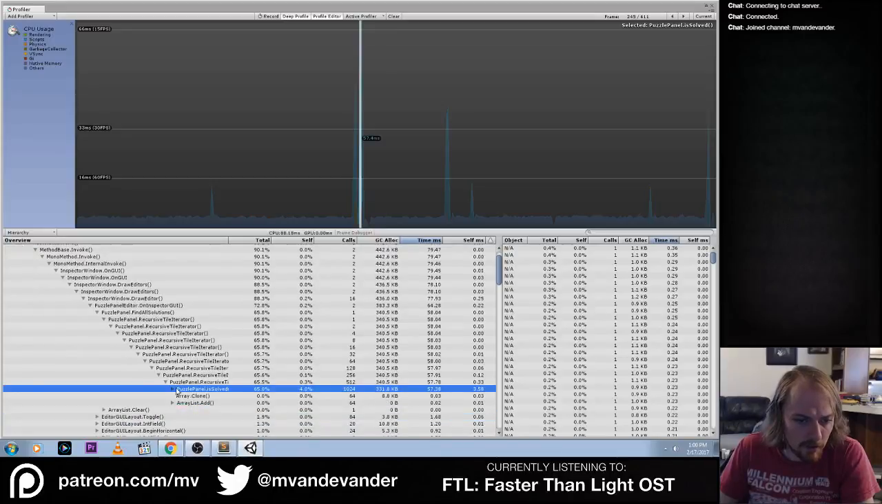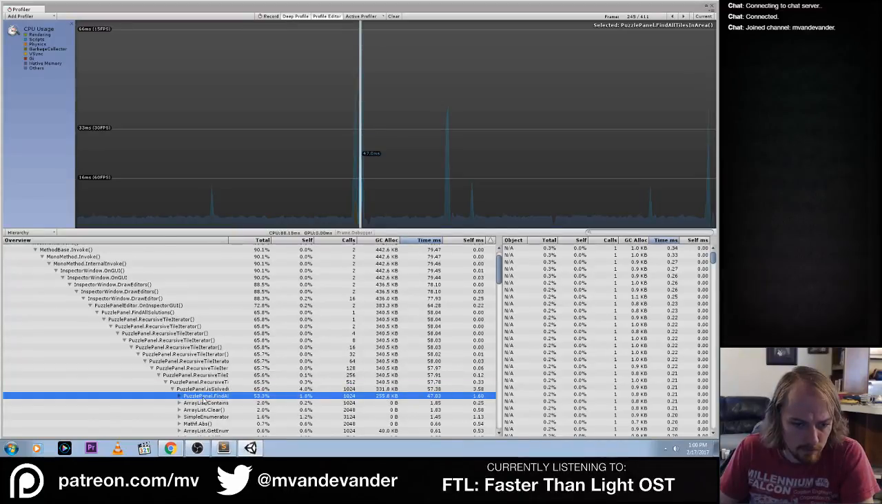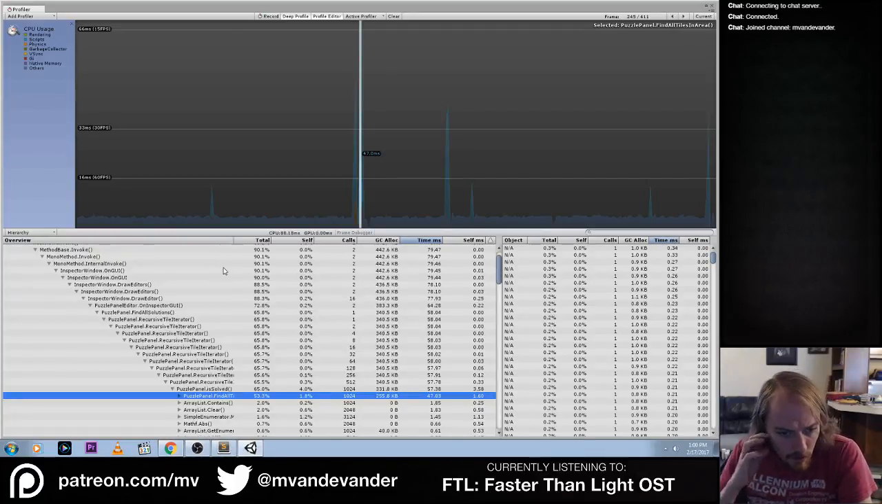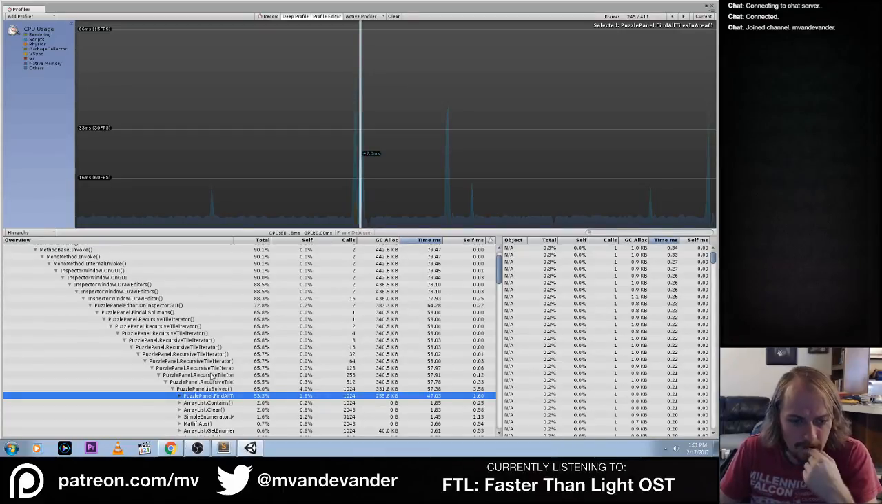So spending almost all of its time in is solved, according to this. Now, why is solved calling find all tiles in area? Okay, so spending most of its time in find all tiles in this area, it says. Spending 47 milliseconds total in that.